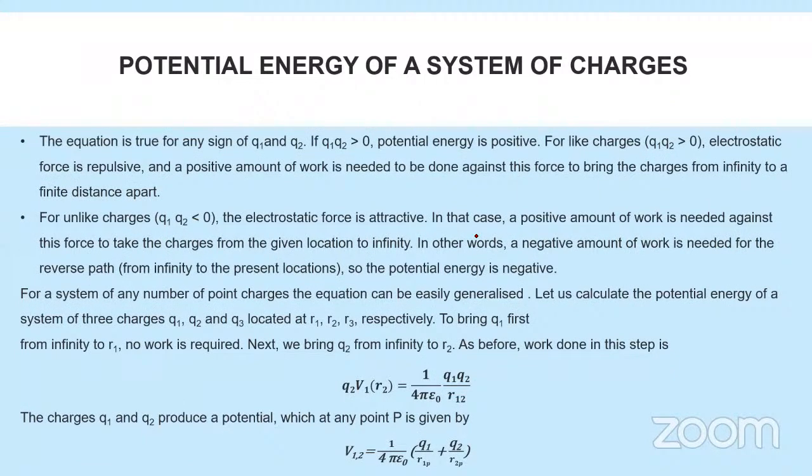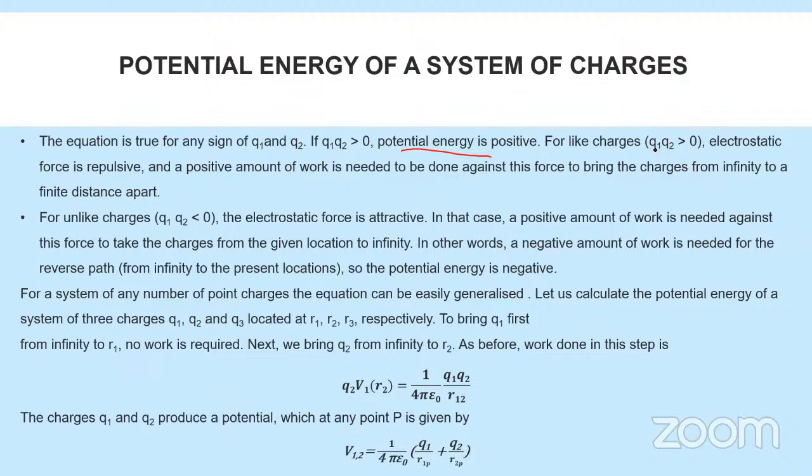So as I said, now if we are considering the signs of the charges, if q1 q2 is more than 0, the potential energy will be positive obviously, and this is for like charges also. The product q1 q2 could be more than 0 if both of them are positive, but the electrostatic force is repulsive, and that is why you need a positive amount of work to work against the electrostatic force to bring the charges from infinity to the finite distance apart.